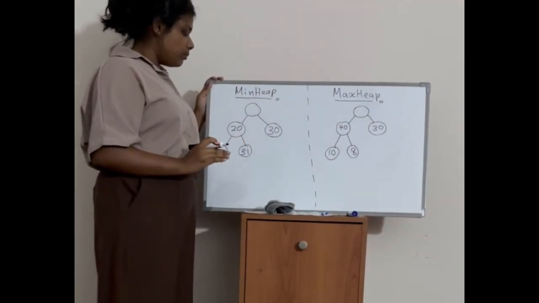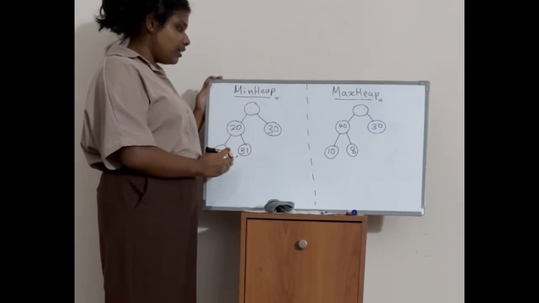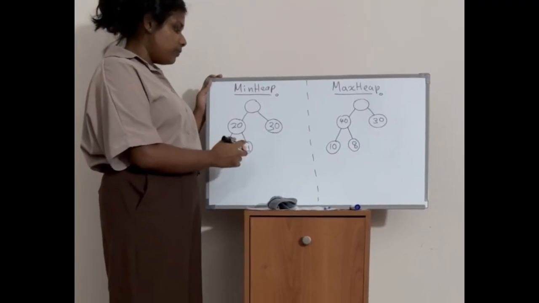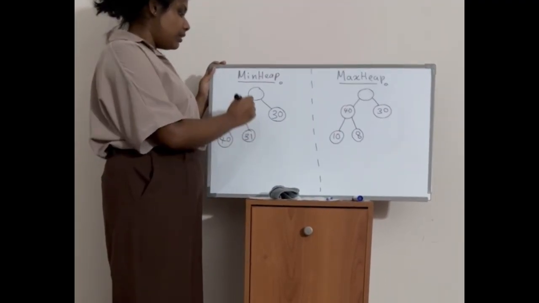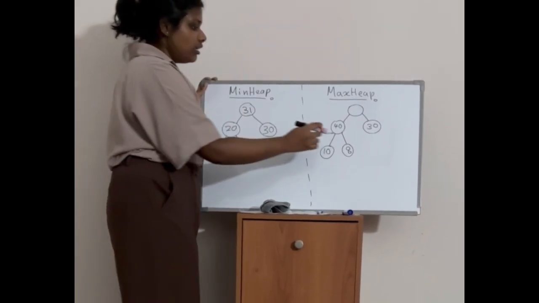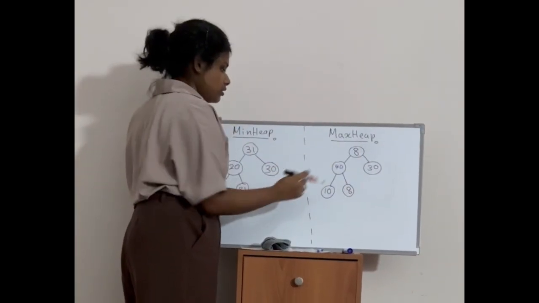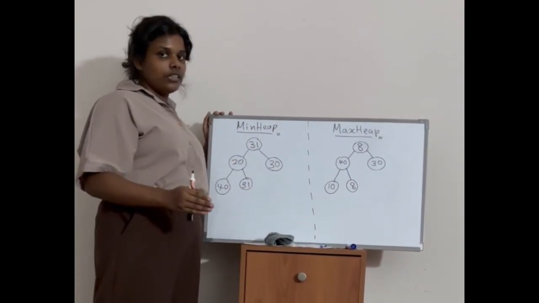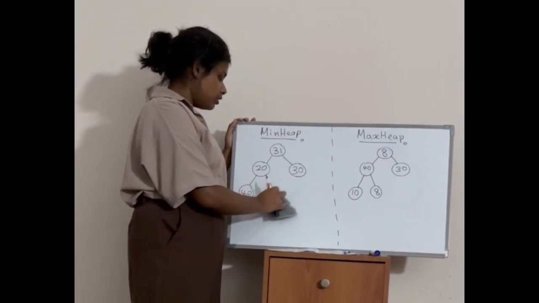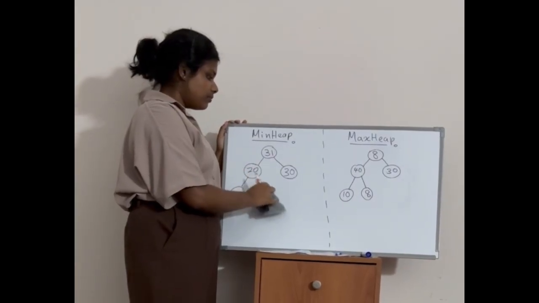And the second step is to replace the root with the very last element, which is the rightmost leaf node. So we can replace root with 31 in here, and in here we can replace it by 8. And the third step is to remove the last node to make the heap smaller in size.